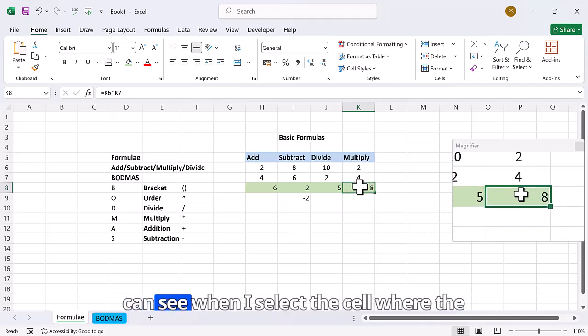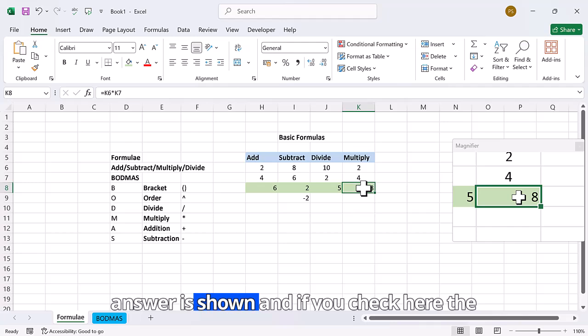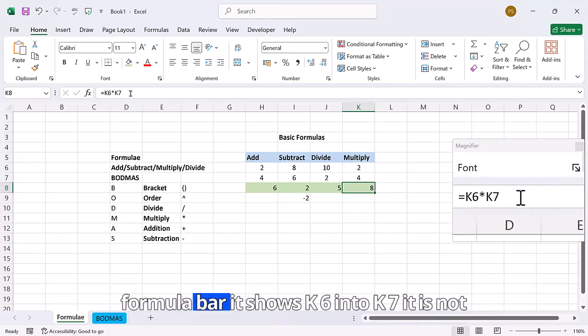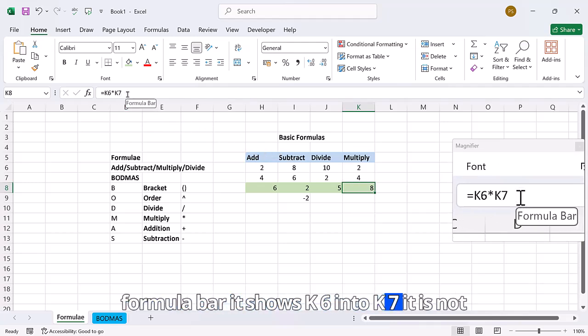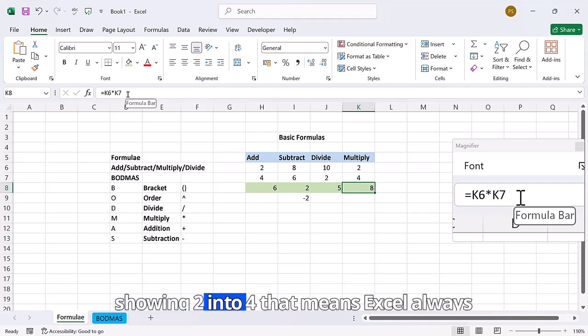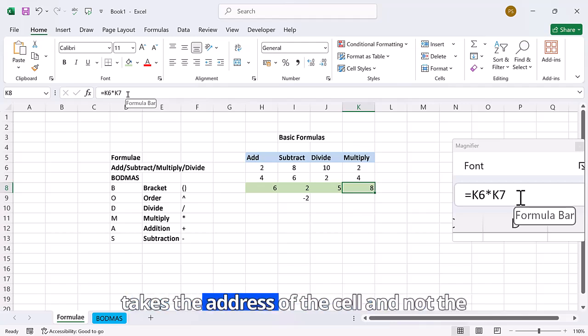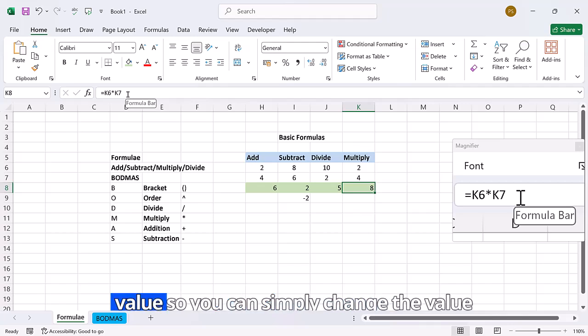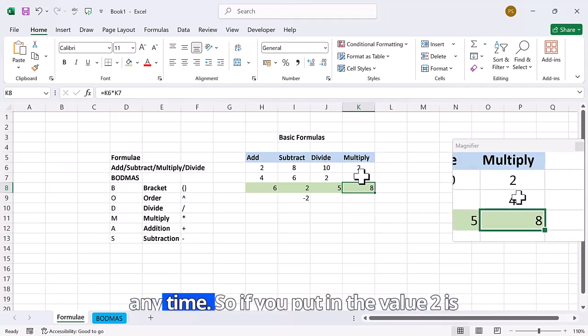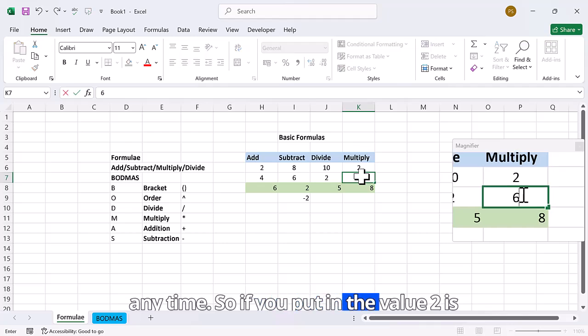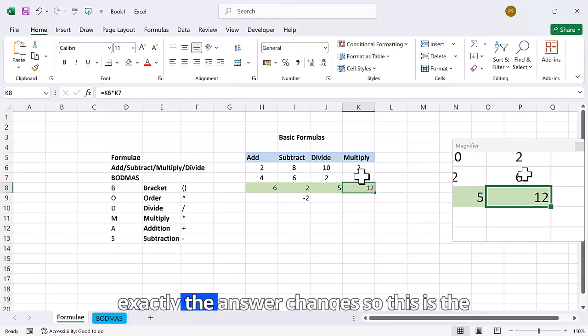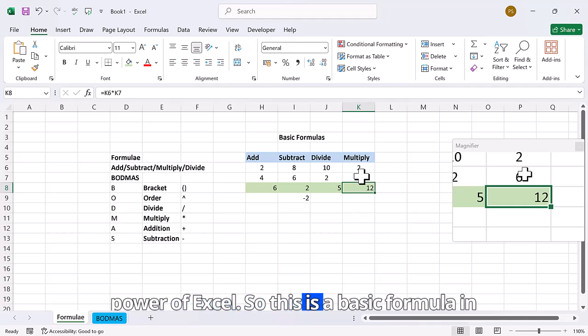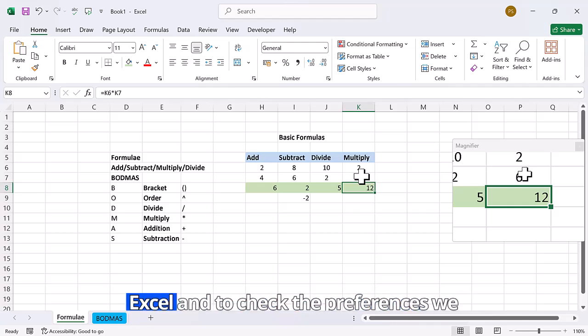So as you can see, when I select the cell where the answer is shown, and if you check here in the formula bar, it shows K6 into K7. It is not showing 2 into 4. That means Excel always takes the address of the cell and not the value. So you can simply change the value anytime. So if you put another value, 2 6s are 12, automatically the answer changes. So this is the power of Excel. So these are the basic formulas in Excel.